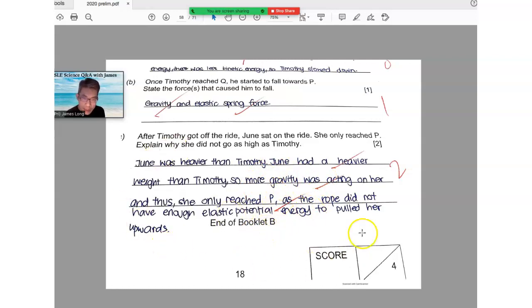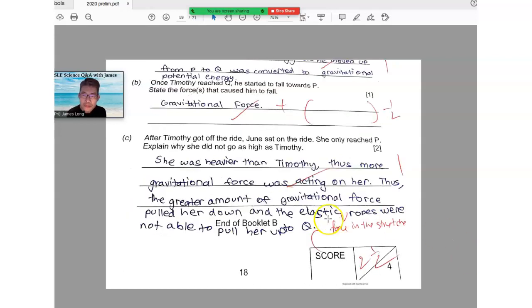I think it can work here, but I'm usually very careful when students put in forces and energy together. All right, so here talk about forces. Where is the force from? The force is in the stretched rope. You have to mention either compressed spring or stretched spring. All these words are important.